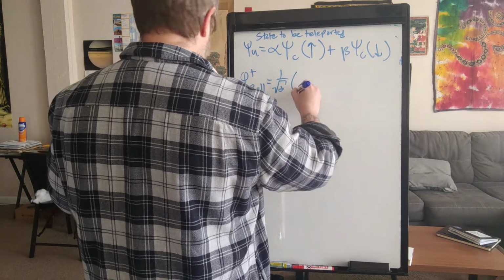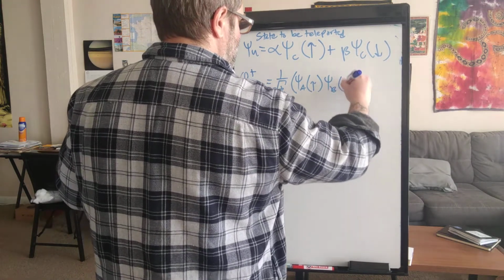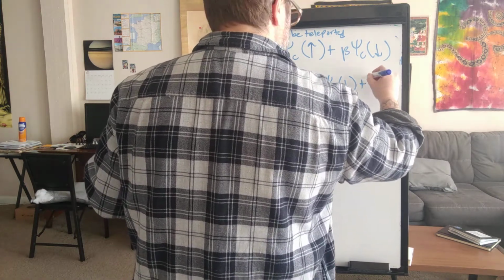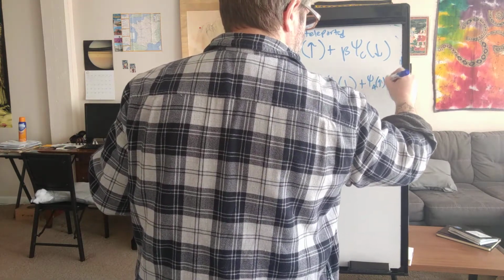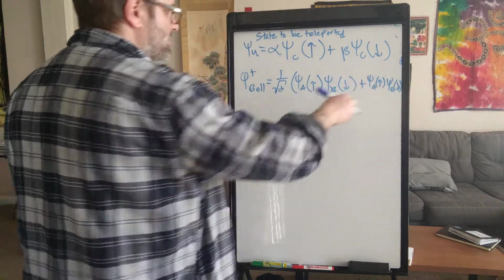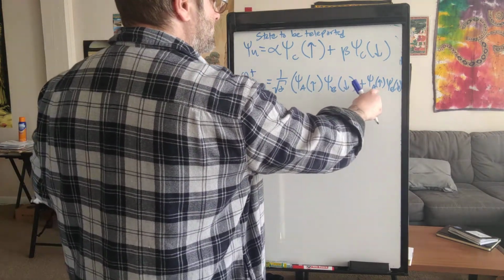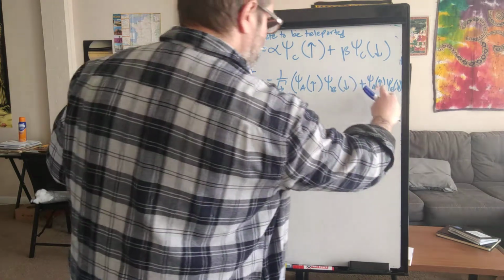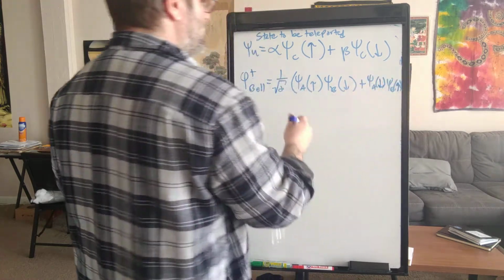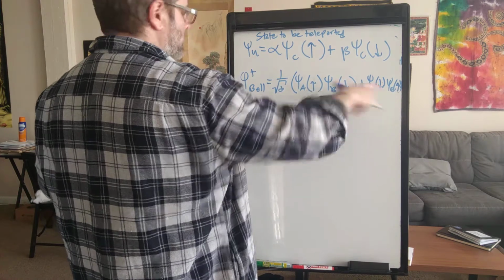1 over root 2, psi A up, psi B down, plus psi A up, psi B down. Okay. Sorry, I squeezed it in a little bit there, but this is up, down, plus, oh no, it should be up, down, plus. Yeah, down. Sorry. So it's psi A up, psi B down, plus psi A down, psi B up.